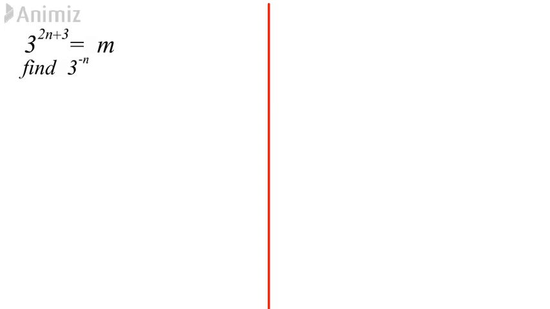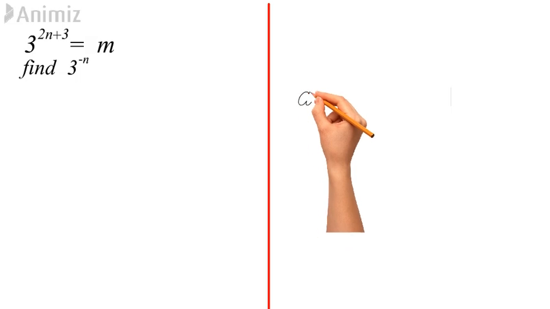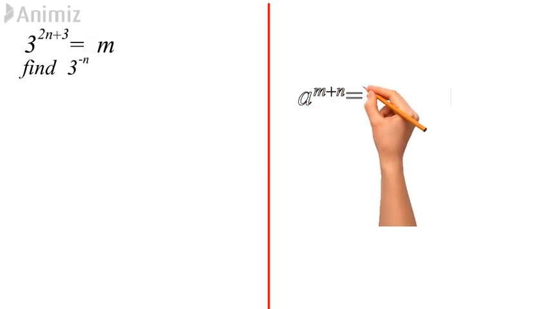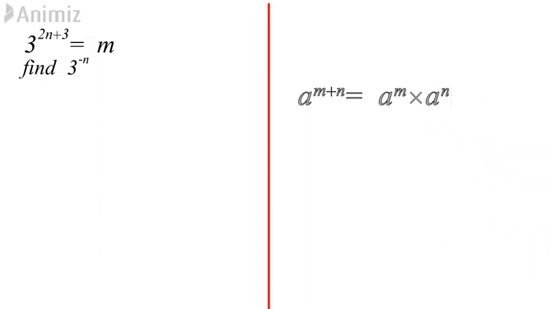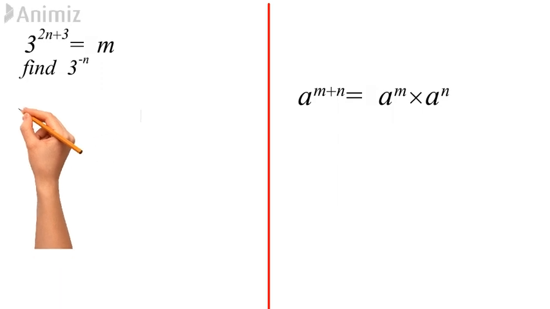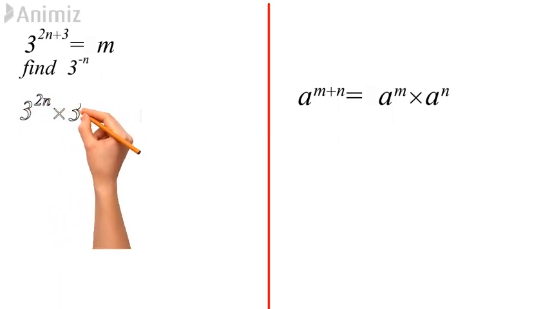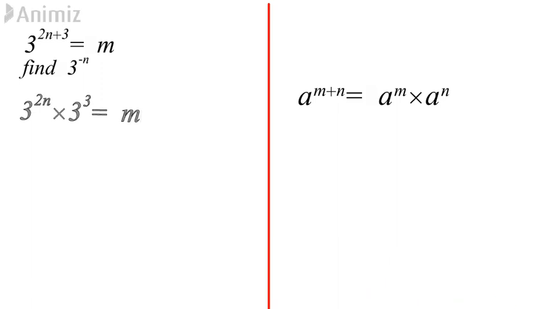Right. So one of the laws of indices that has given a power m plus n, we said is the same as a exponent m times a exponent n, which means if they have the same base and they are multiplying, you have to add the what? Exponent. We apply the same thing here, so we try and work back, which means the 3 exponent 2n plus 3, initially it was in the form of 3 exponent 2n times 3 exponent 3 should be equal to m.